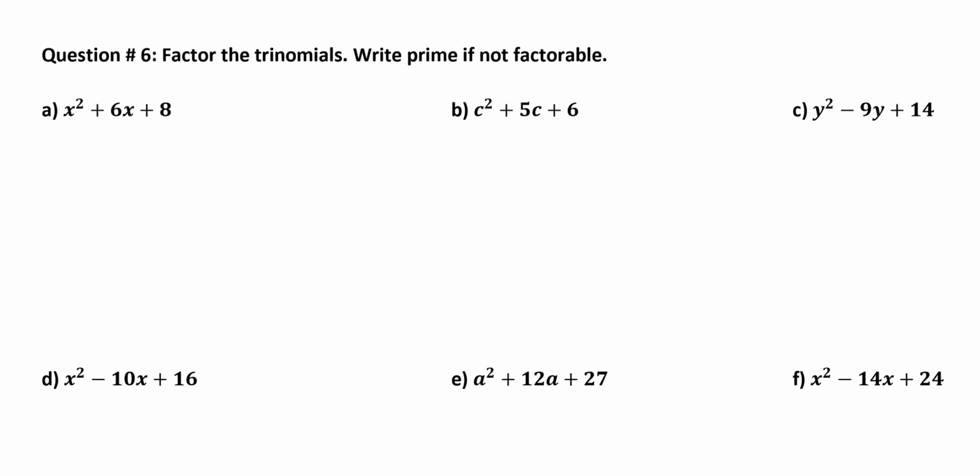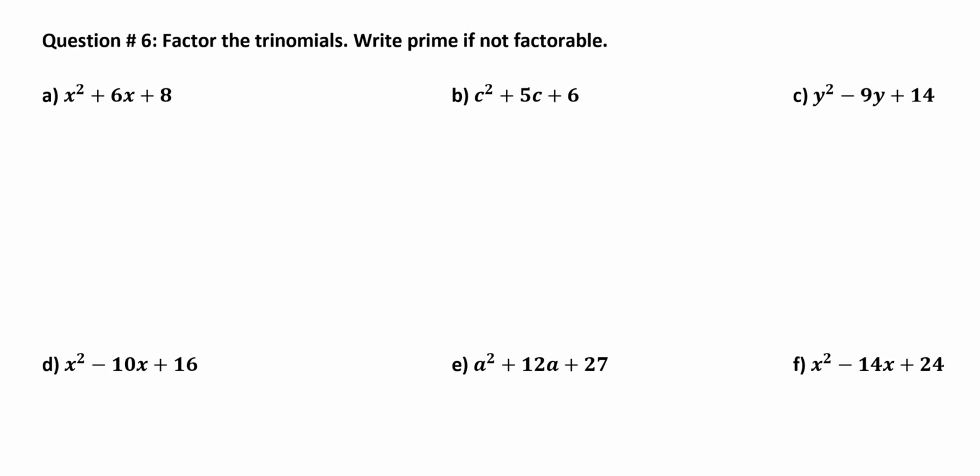Let's move on to question number 6. For question number 6, I need to factor the trinomials, and I need to write down prime if it's not factorable. All right, so for these trinomials, the way I usually solve these kind of problems is I set up a small little table on the side here. So most of these problems will have a table. And the goal is you want to find two numbers that multiply to this last term, and those two numbers need to combine to give you the middle term, which is 6, or the middle number, sorry.